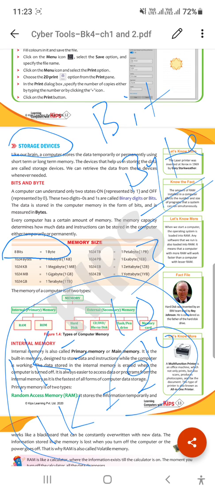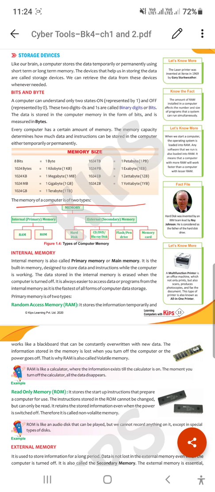In mathematics we use 1k means 10 to the power 3, but in computer science we use 1k means 2 to the power 10. Just keep in mind, it is very important, so that you will understand this concept very quickly. You have to learn all these memory sizes: 1 terabyte, 1 petabyte, exabyte, zettabyte, yottabyte. So the memory hierarchy is here.